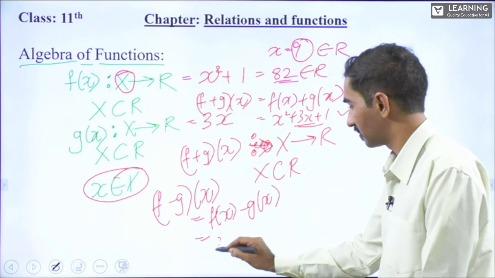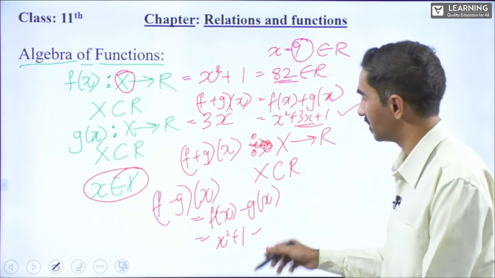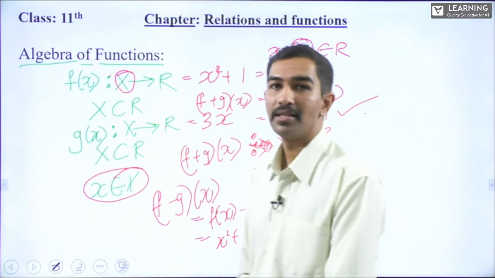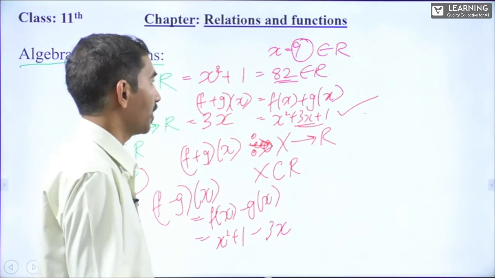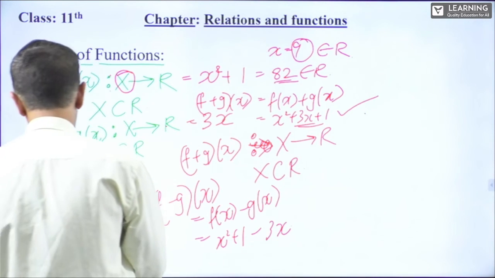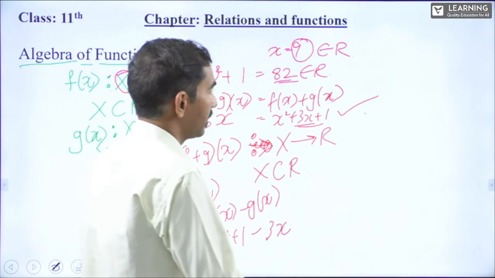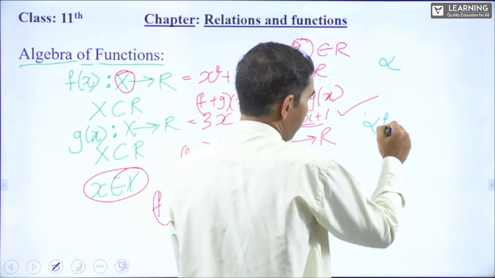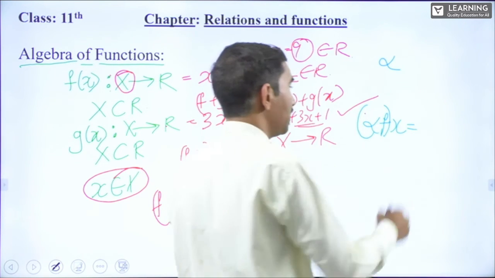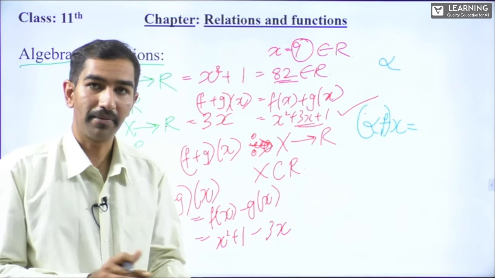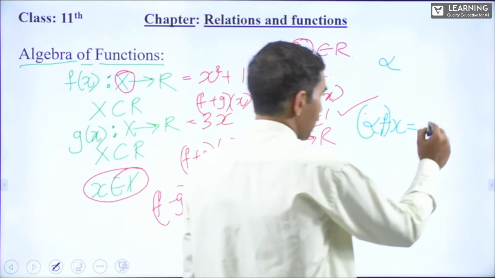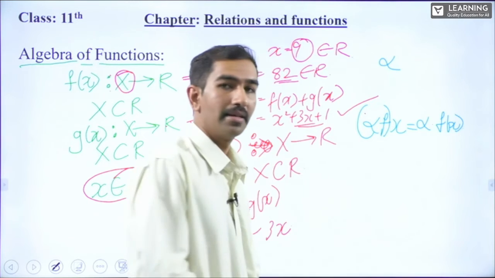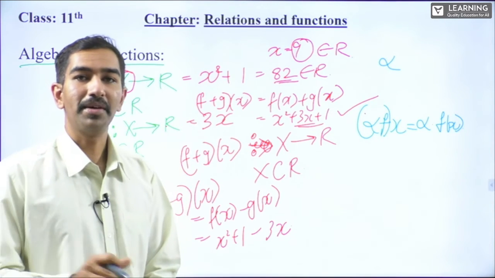x square plus 1 minus g of x, 3x. Subtraction of functions. Scalar multiplication of functions, students. So for example, let us take a scalar or some magnitude, alpha. Alpha f of x means a scalar is multiplied with the function, and that is written as alpha into f of x. Scalar multiplication with the function.